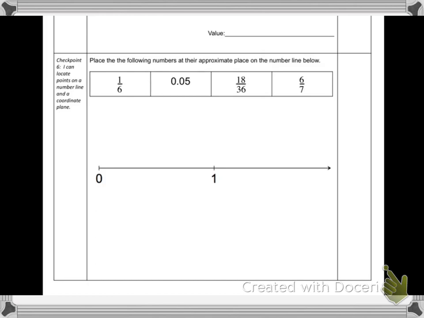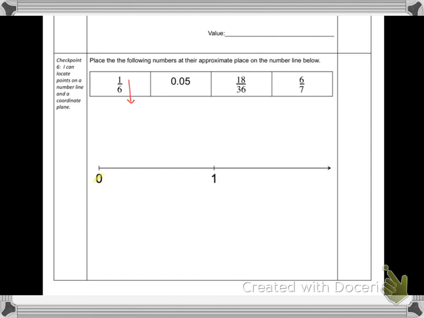The next skill, we have been practicing this skill on our warm-ups. It's also been in your homework almost every night. Place the following numbers in their approximate place on the number line below. In order to do a skill like this, it's easier if they're in decimal format first. You need to think about how do you change a fraction into a decimal. Use the decimal value to help you place it.